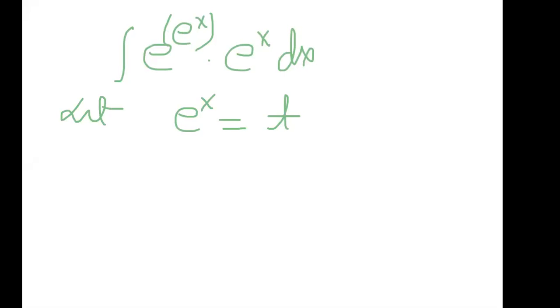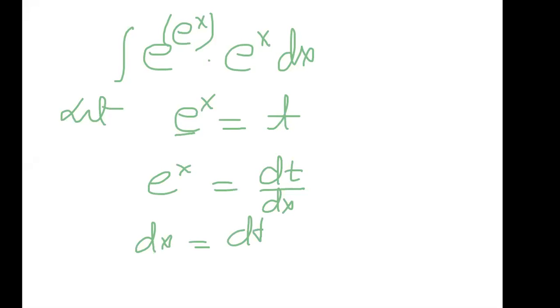Differentiating both sides, the differentiation of e to power x will be e to power x. The differentiation of t with respect to x will be dt upon dx. So I could write the value of dx is equal to dt upon e to power x. Now we are going to solve it.